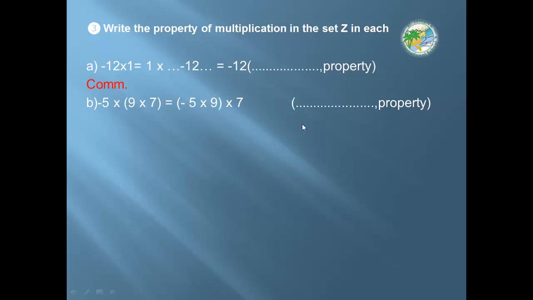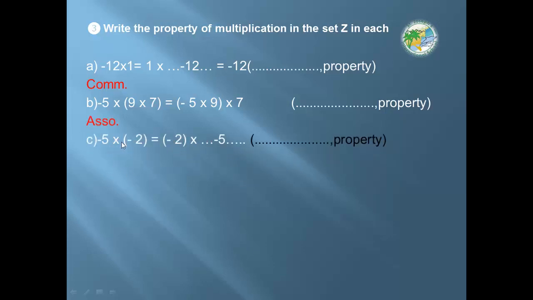So here, which property did we use, the commutative property or the associative property, Primary 6? You have 30 seconds, Primary 6, to think about this question. Fine, so it is the associative property, fine, Primary 6.